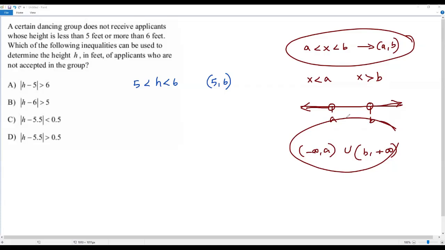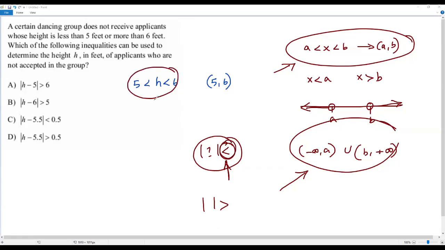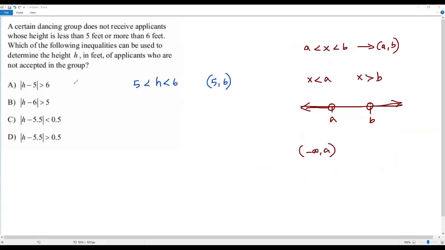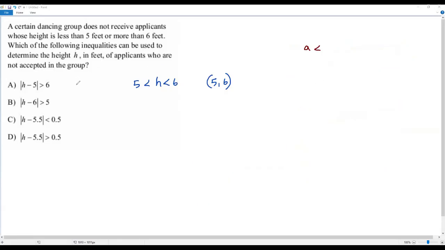So when I solve an absolute value inequality and get a conjunction as a solution, then we'll have a less than sign in the absolute value inequality. In case the solution of the absolute value inequality is a disjunction, then instead of the less than sign, we'll have a greater than sign. So clearly in our problem, we must have a less than sign, because here we get a conjunction from the given information for h. So less than must be there in the given absolute value inequality.